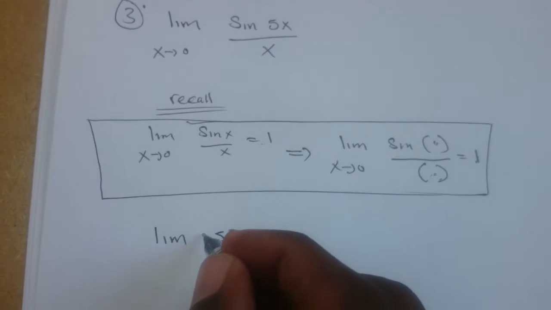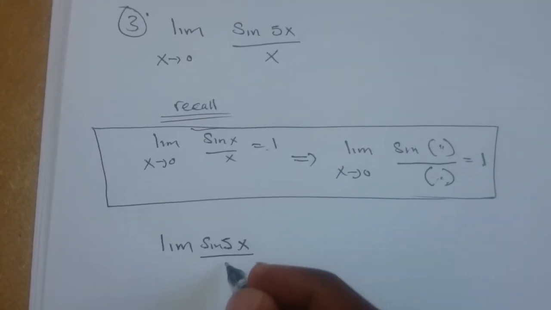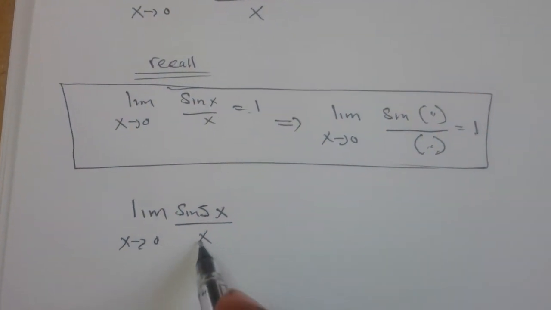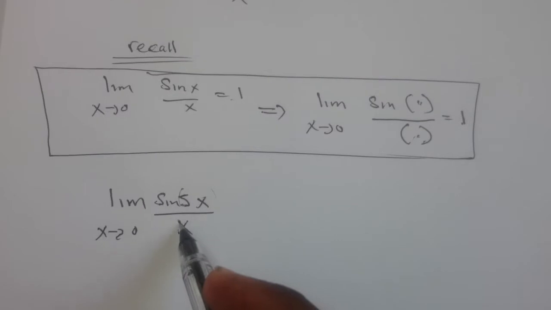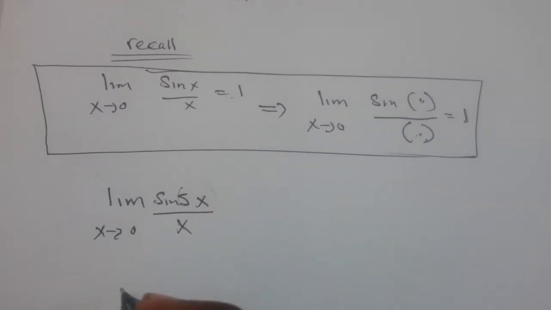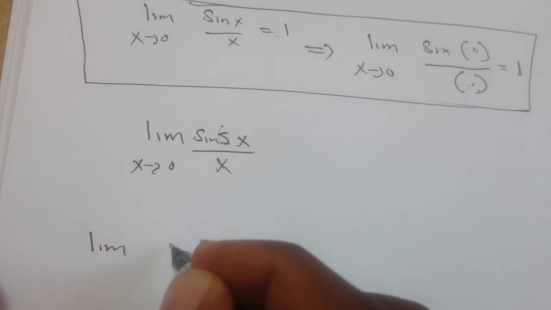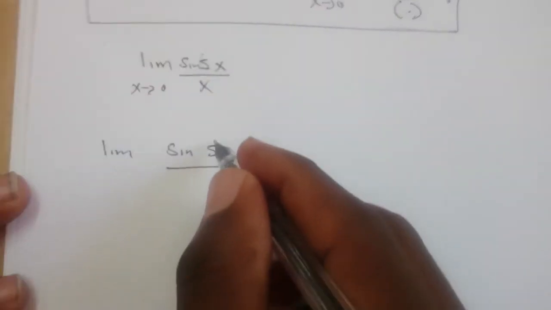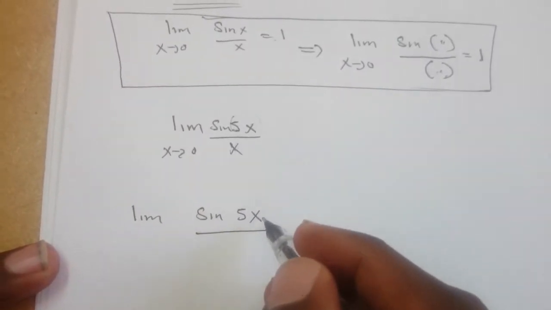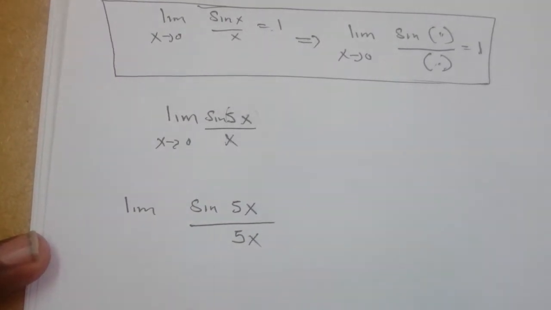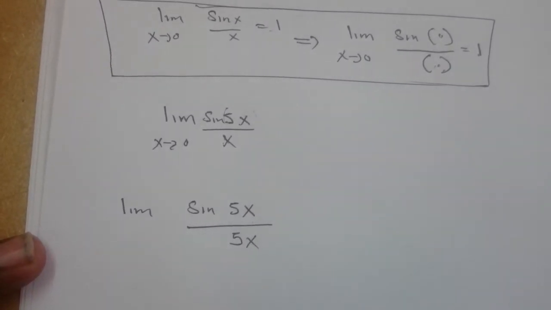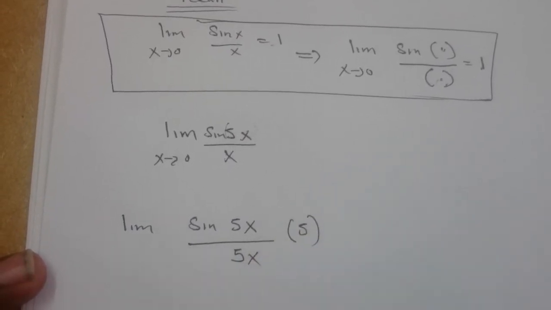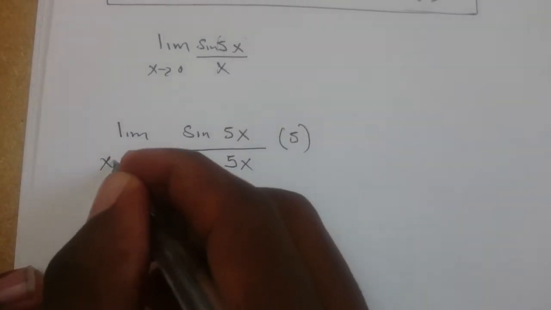So to make this 5x, the limit of sine 5x over x as x is approaching 0. To make this part equal that part, we are going to multiply by 5. It will be 5 there. Then whatever you did to the numerator, also do it to the denominator, as x is approaching 0.